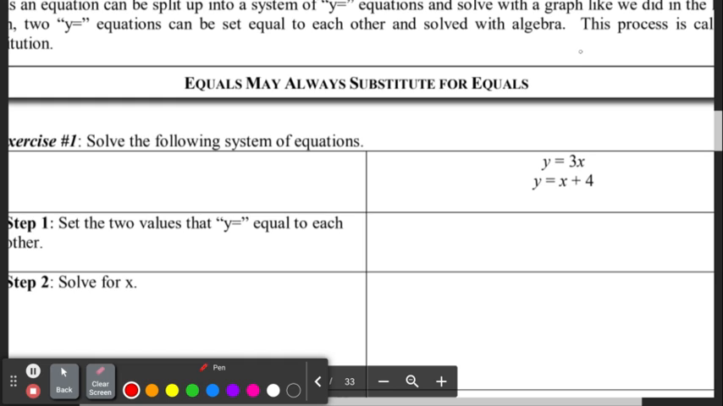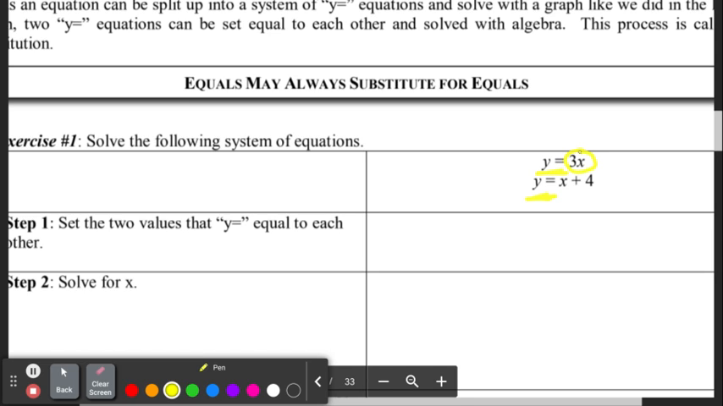I'm going to read it and then I'm going to do the problem. The directions say solve the following system of equations. So we have y equals 3x and y equals x plus 4. What you have to notice, besides the fact that there's two equations, is there's a y equals and another y equals. That's really important. If you don't have that, then you're going to have to either do harder algebra or find a different method. So step 1 says set the two values, the y equals, equal to each other.